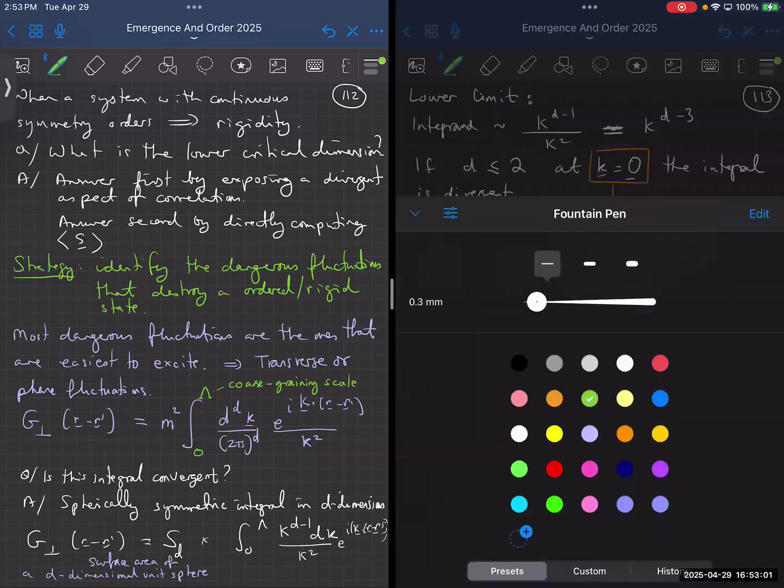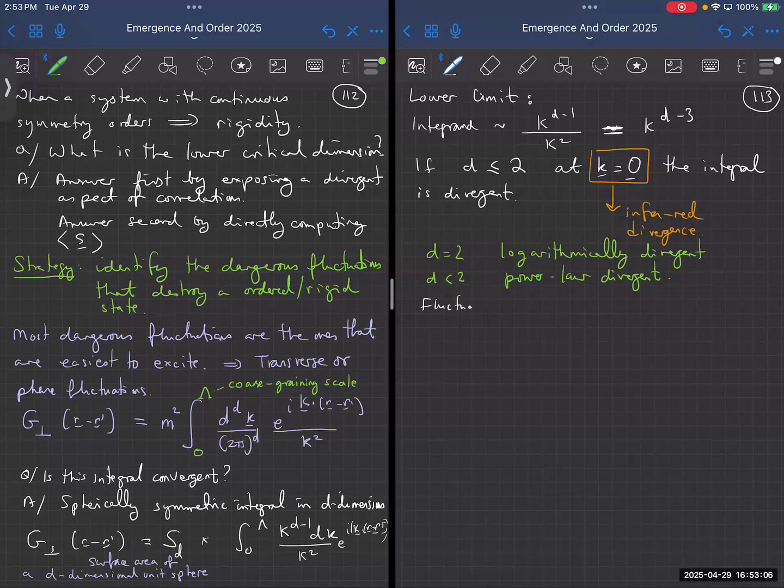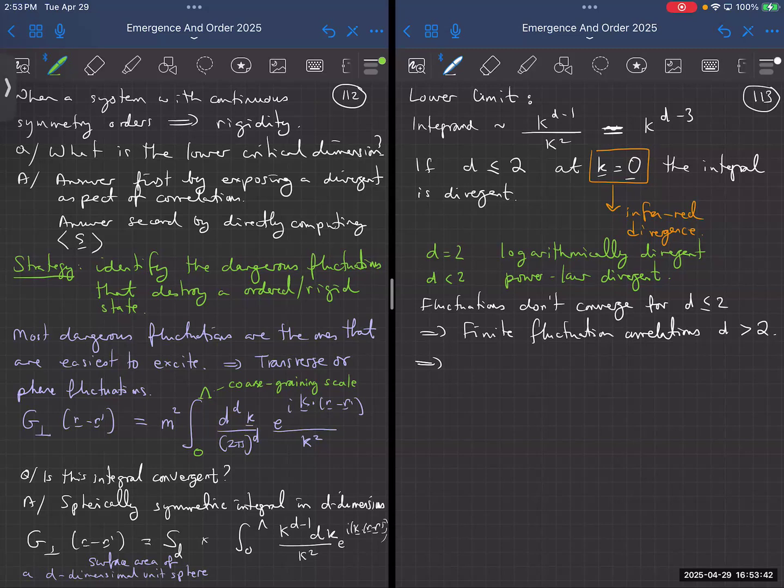And so what I found is that the fluctuations don't converge for d less than or equal to 2. And so that suggests that in order for them to be finite, the correlations of the fluctuations have to be finite only for d greater than 2. And that suggests that systems with a continuous symmetry only order for d greater than 2. And so that means that the lower critical dimension is 2.